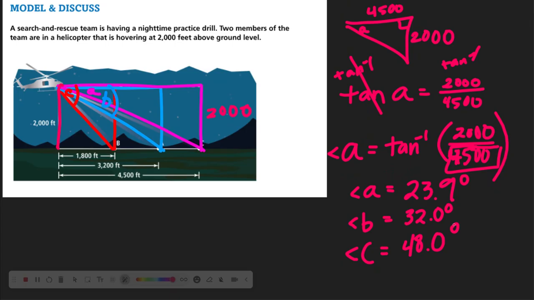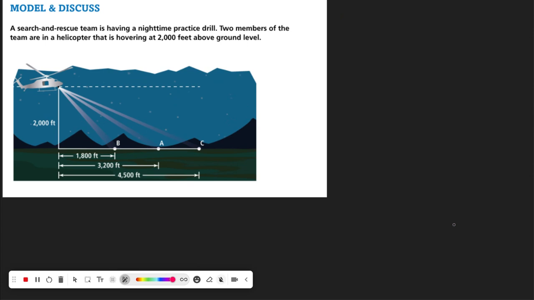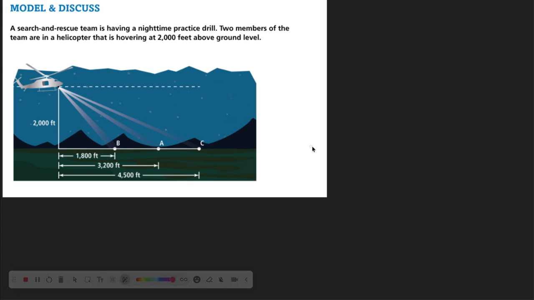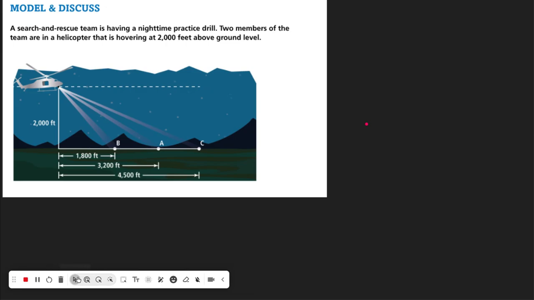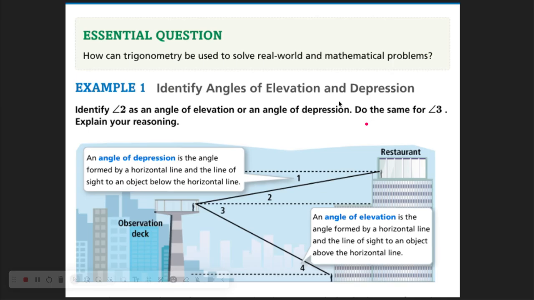So you can see that as these pilots look closer and closer to what's directly below them, the angle gets bigger. It's kind of how you indicate that these triangles have to be upside down in order for you to find them. So all of those are angles of depression. I'm sure you have questions. I'm going to answer them individually because we got to keep going with this 5-minute lesson.